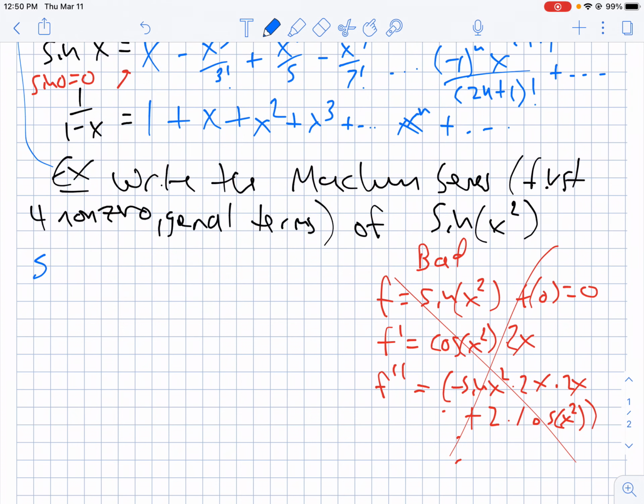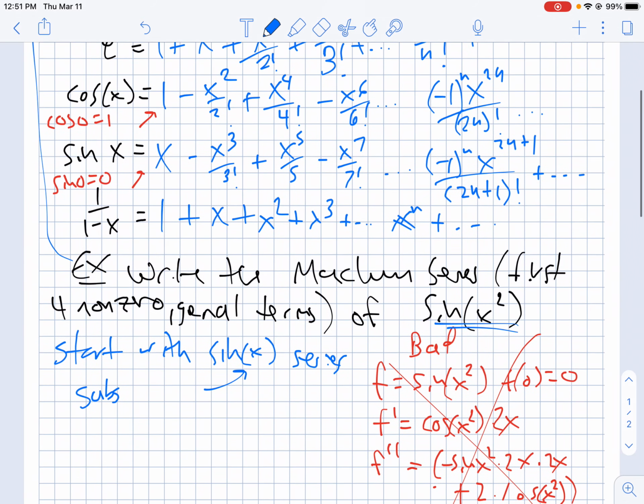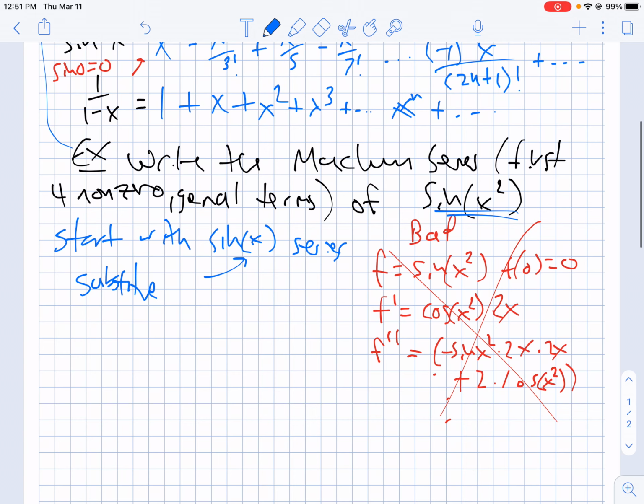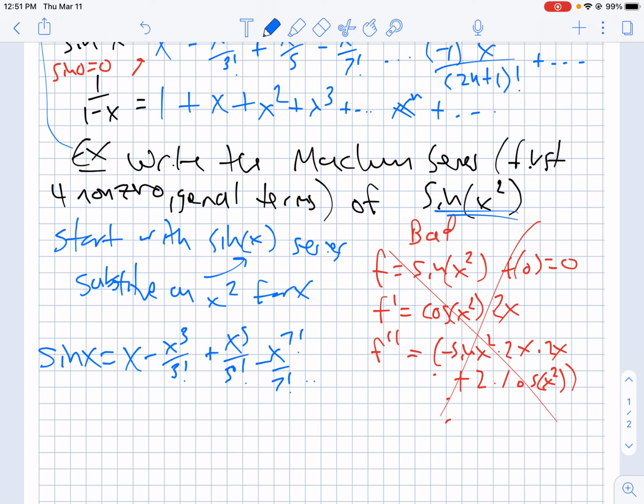So what we want is a faster method for this. What we're going to do is start with the sine of x series, and then as I want to go from sine of x to sine of x squared, I'm just going to do a substitution. I'm going to substitute in an x squared for this x. So I'm going to start with a series for sine of x, which looks like this. It's x minus x cubed over 3 factorial plus x to the 5th over 5 factorial minus x to the 7th. Again, you really need these memorized just to speed things along here. And then we have x to the 2n plus 1 over 2n plus 1 factorial.